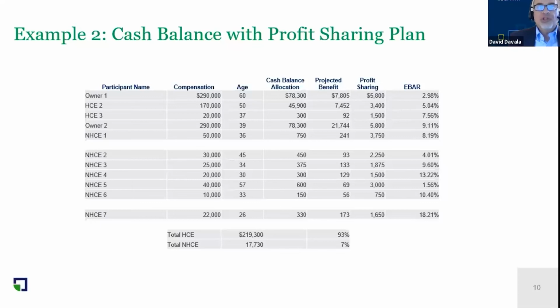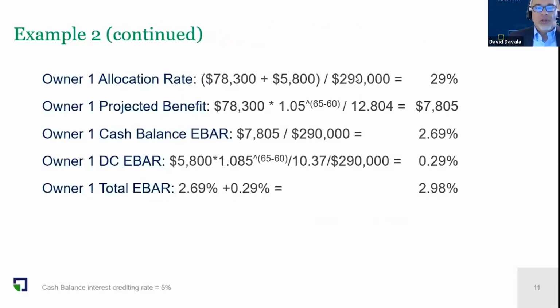Each participant's cash balance allocation is being projected to retirement age, in this example age 65 at 5%. The projected amount is then divided by an annuity factor to calculate a projected benefit. The profit sharing contribution is projected as in the previous example. Let's look at some of these calculations in detail.